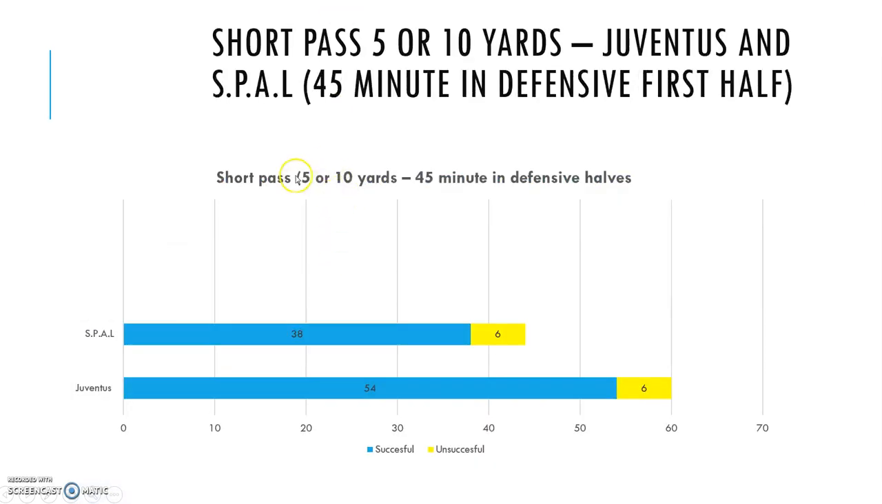So here is my bar chart. I've done a bar chart which shows the successful short passes for SPAL and also for Juventus, and also the unsuccessful ones as well. I think this is good because it's a clear analysis, and it shows that Juventus have got 54 and SPAL have got 38.